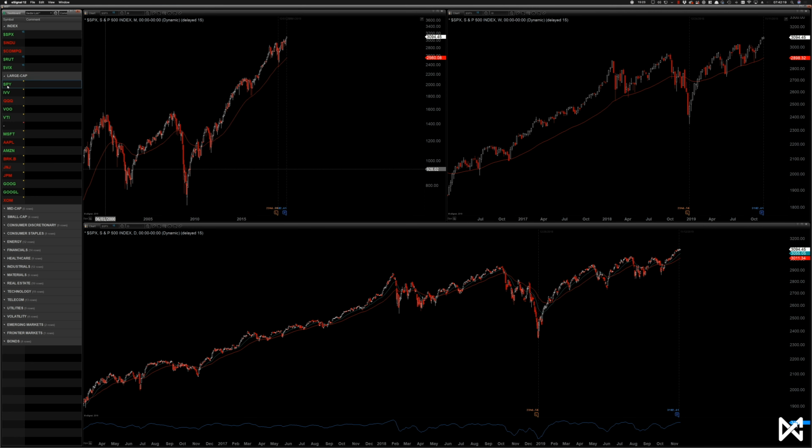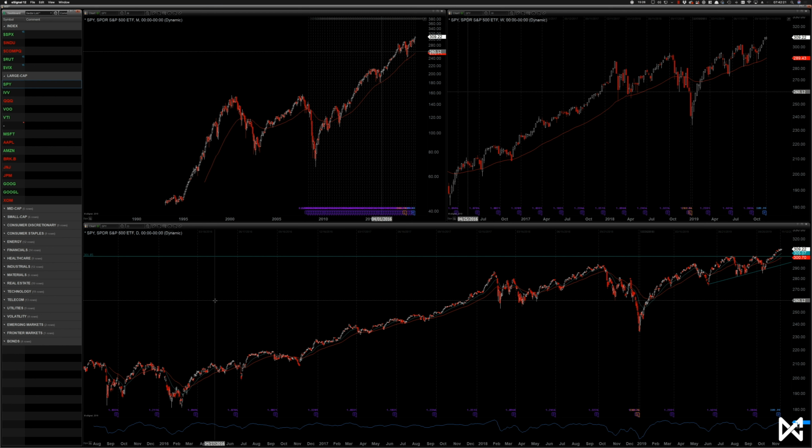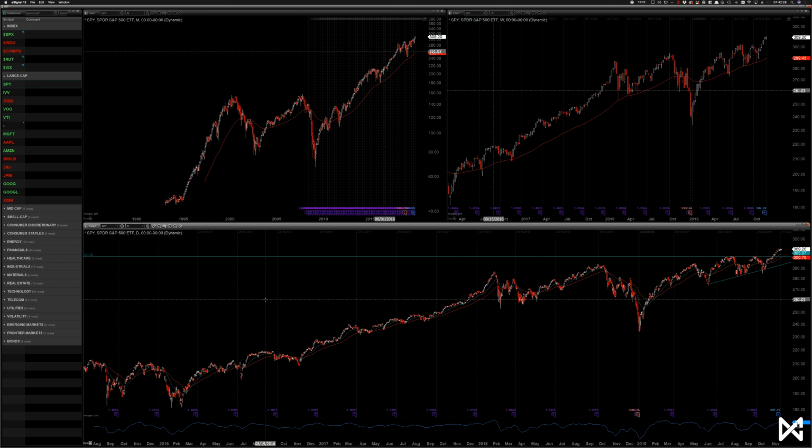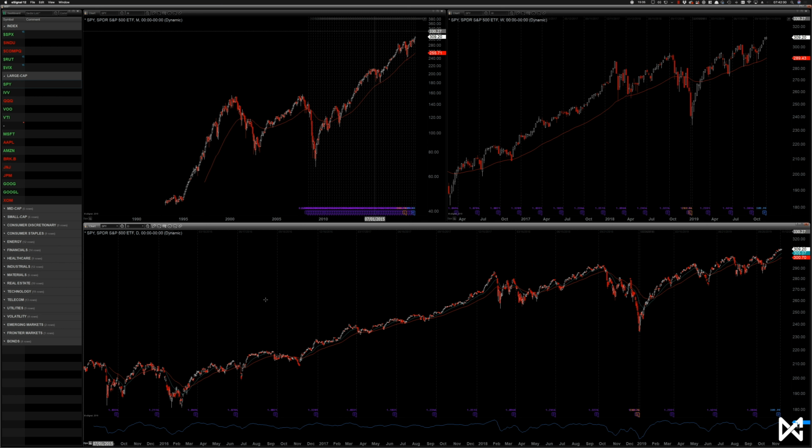ETFs track some of the major indexes, such as SPY, which is just an ETF that, again, you can trade for the S&P 500. So you can trade the top 500 companies, some of the largest 500 companies in the US. You can trade them using ETFs, exchange traded funds.